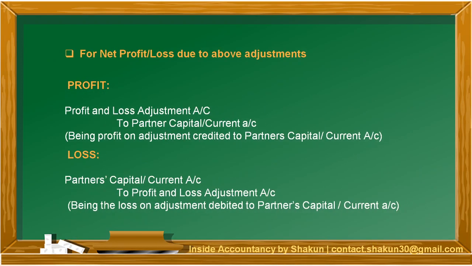The next entry would be for the profit or loss because of these adjustments. If there is profit, it always comes on the debit side. It is a debit side balancing figure. Therefore, profit and loss adjustment account is debited and partner's capital account is credited. Whereas loss comes as a balancing figure on the credit side, therefore it is to be borne by partners, therefore the partner's capital or current account is debited and profit and loss adjustment account is credited.